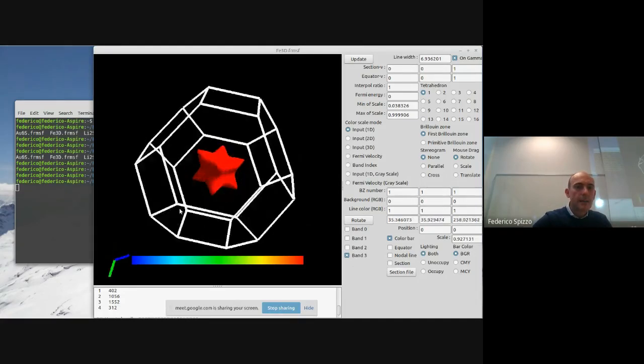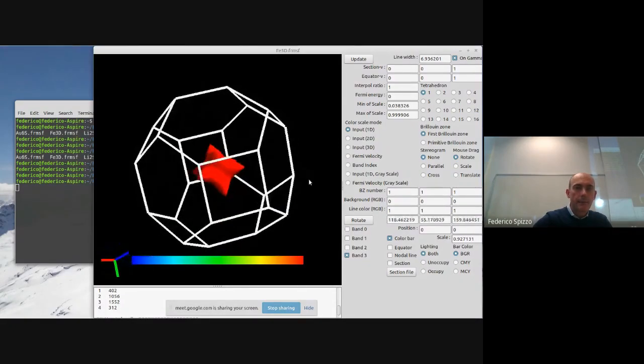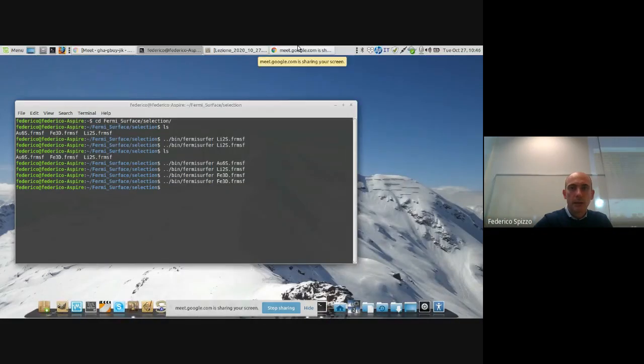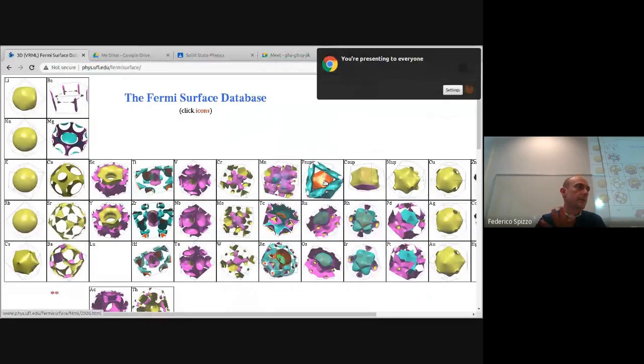So this is just to say that in situations where the number of electrons is large, the opportunity to find a free electron metal is very low. And just to have a sort of overview of the situation, we may look at this diagram. This is a sort of periodic table where you find the Fermi surfaces of the metals.